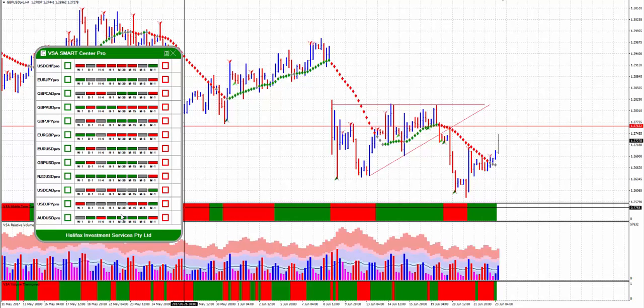With the British pound US, we're seeing a mixed bag. Some time frames to the upside, some to the downside, and some sideways. So let's see what transpires from this currency pair.